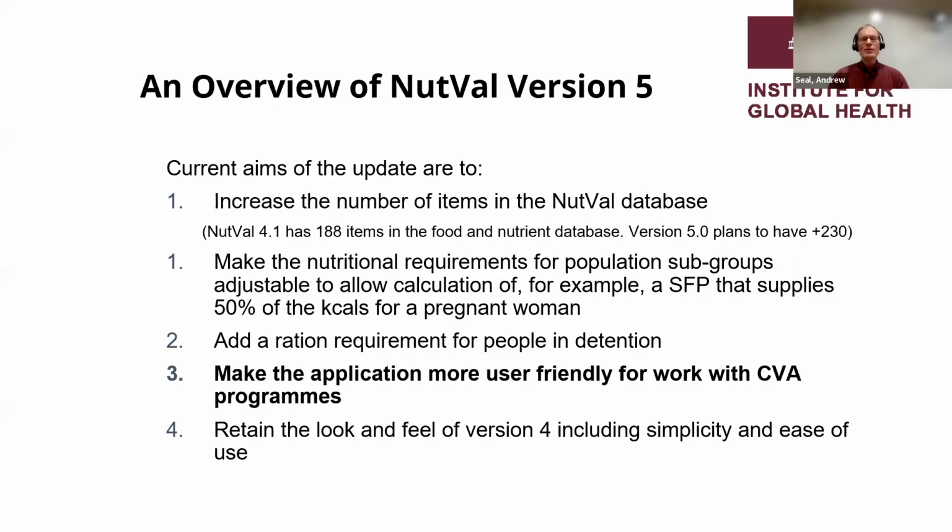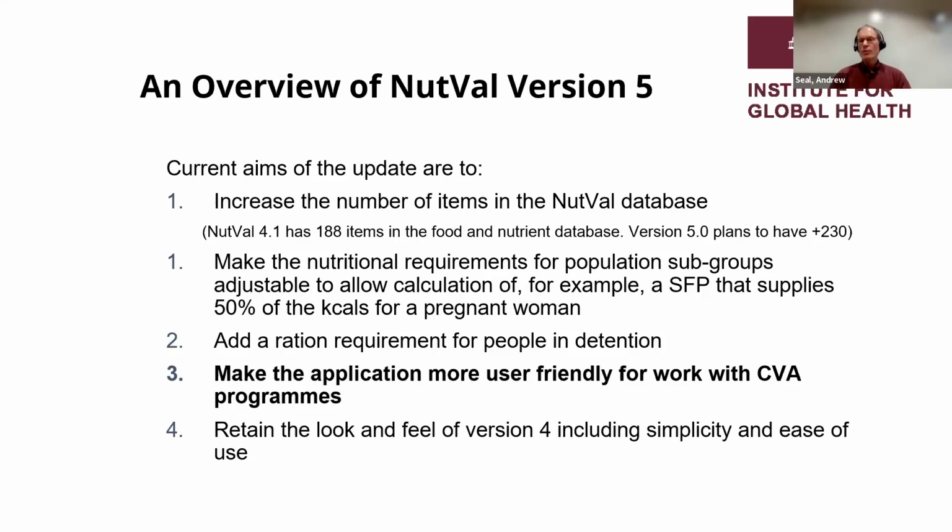The second point is that we wanted to make the nutritional requirements adjustable for all of the groups. You might remember in version 4, for the general ration requirement, you can increase or decrease the amount. For example, you may decide we want to design a program to deliver 70% of nutritional requirements because we think that the population is 30% food sufficient. So we don't need to supply them with everything, just 70%.